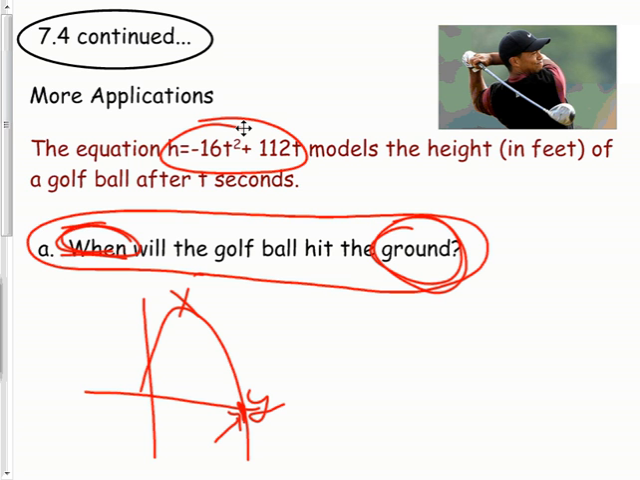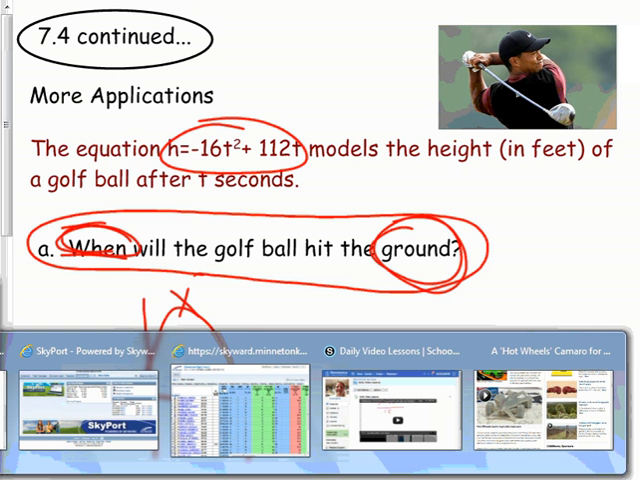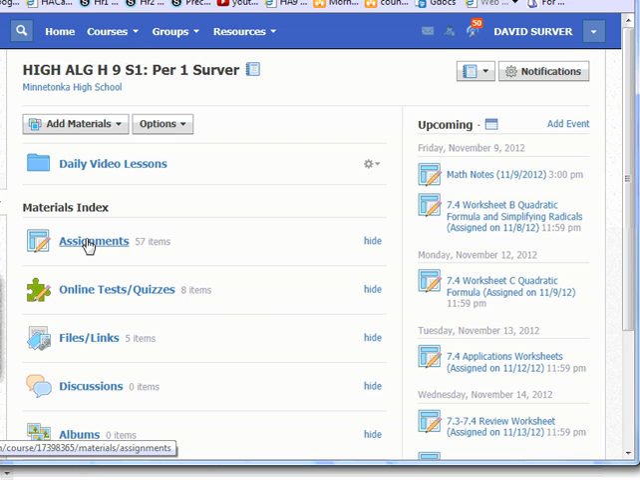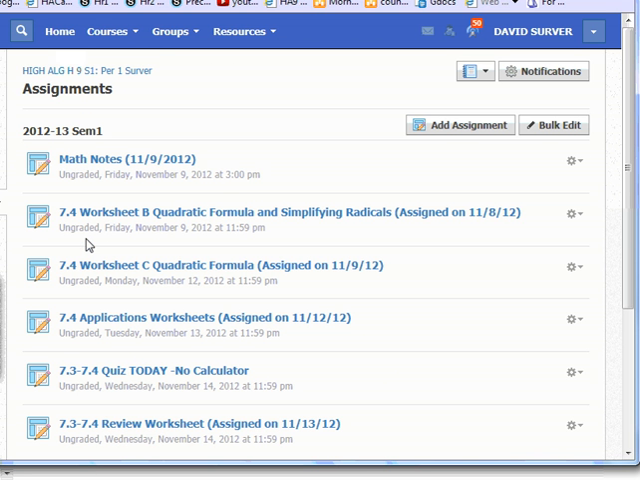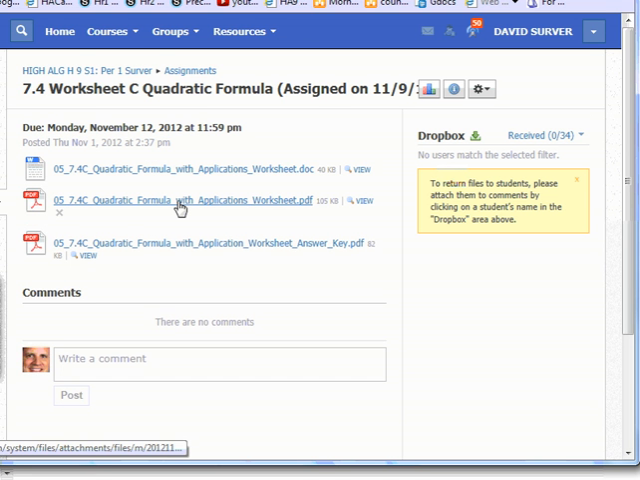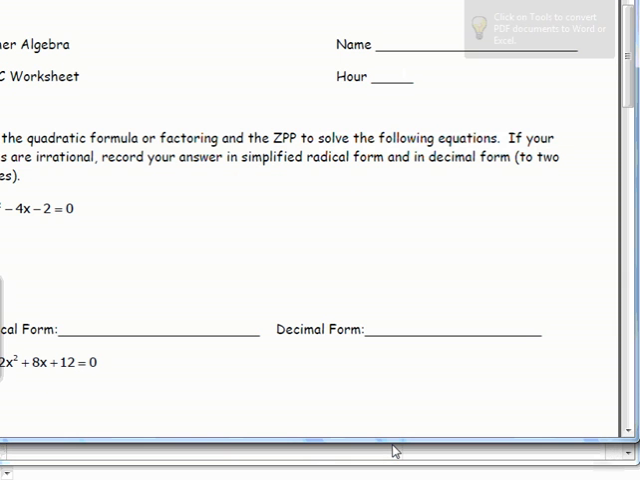All right. Now let's start your homework together. Your homework comes from Schoology. If I go to my class, and I don't want to be in video lessons, I want to be under assignments. And if you look for the one assigned on 11.9, which is right here, see that? 7.4 worksheet C, assigned on 11.9. All right, let's start that one together. So you'd open it up, you'd put it into your remarks app. I personally am just going to open it up.